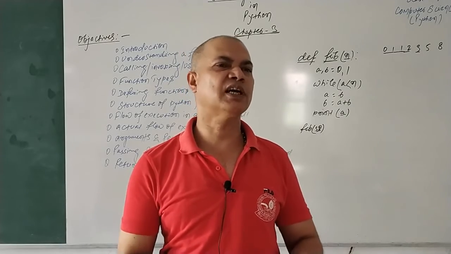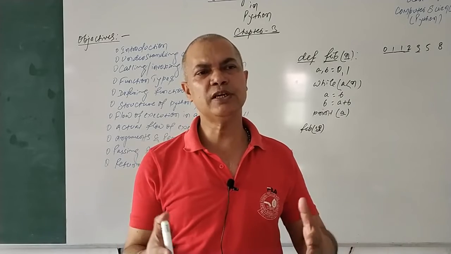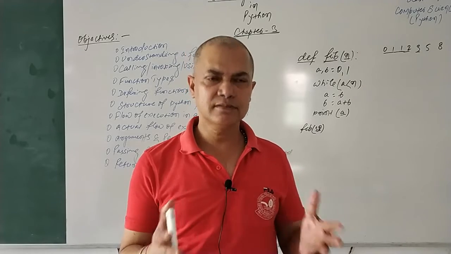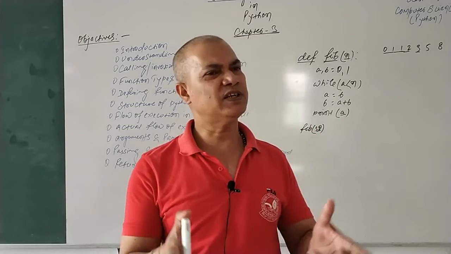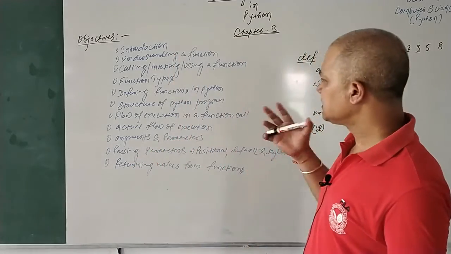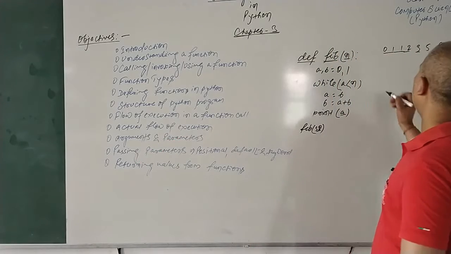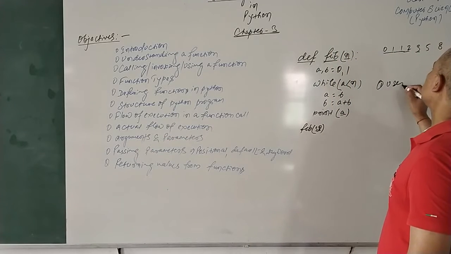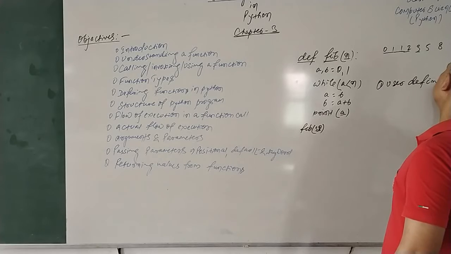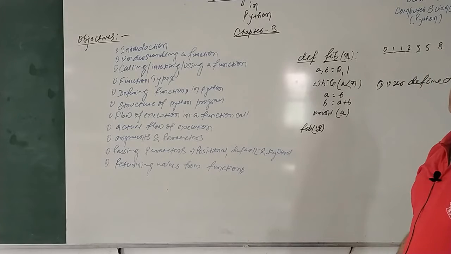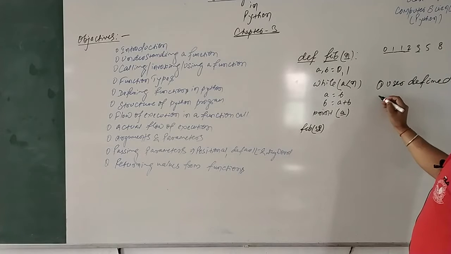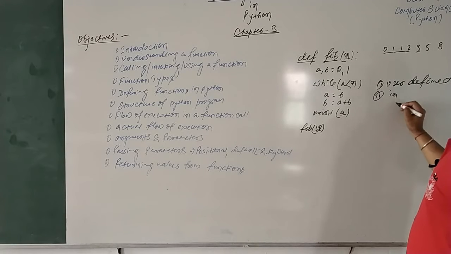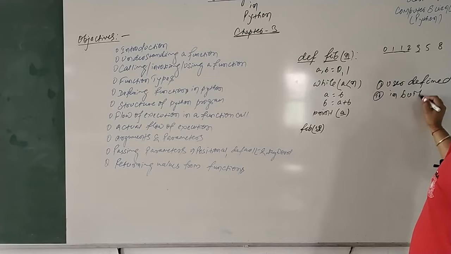The user defined functions are the functions written by the user in a Python program and can be executed the moment the user executes the file where the function has been written. Now, one is user defined. First type is user defined function. What I did here was a user defined function. Now second is inbuilt function.